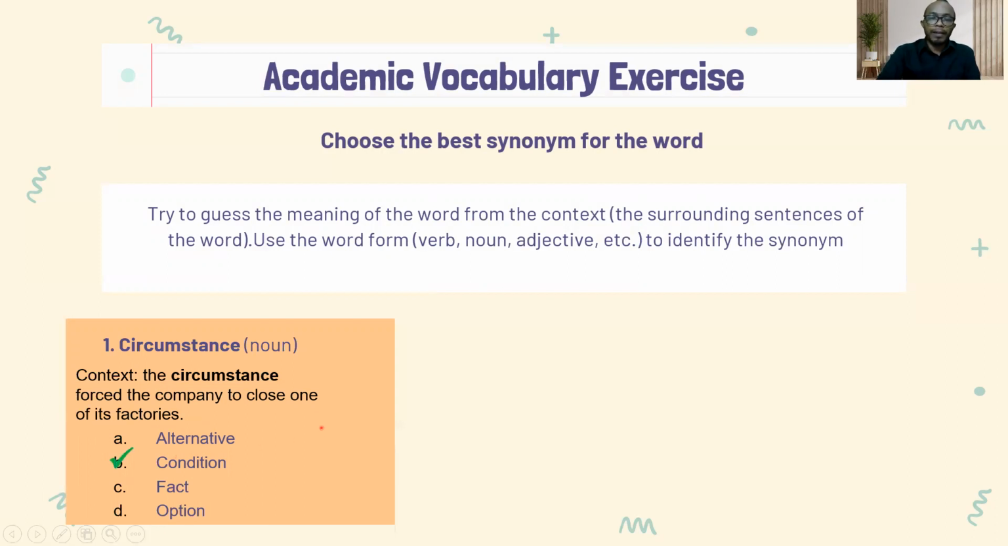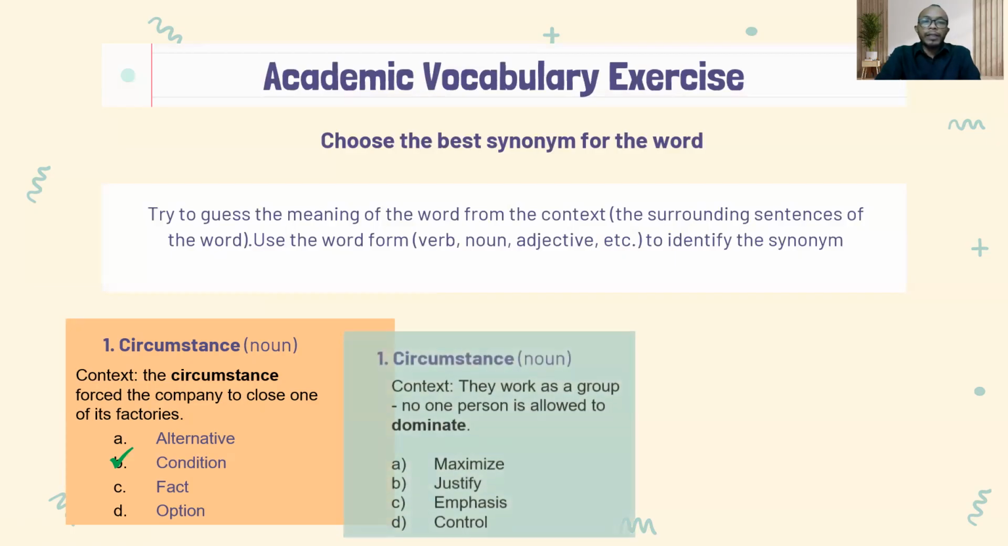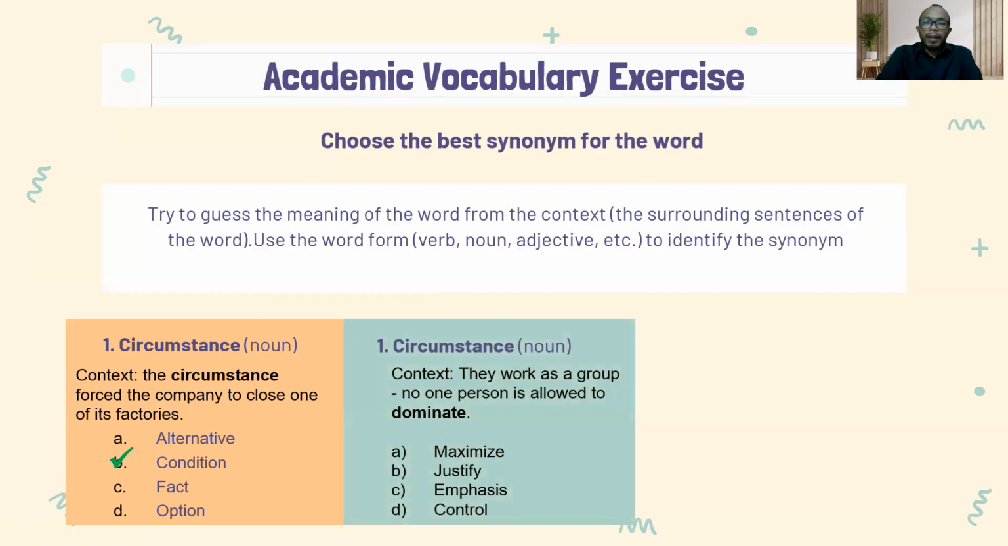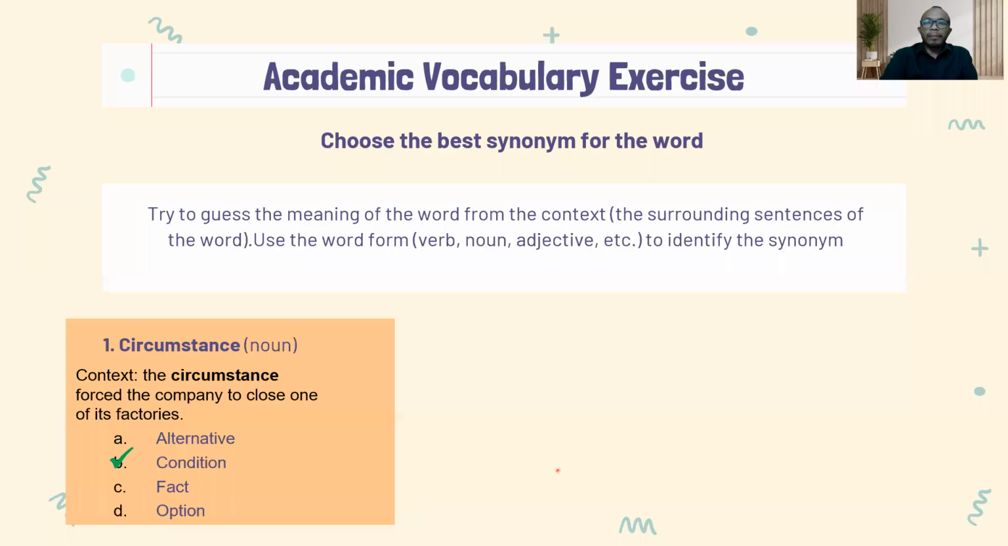All right. So that's how you should try to guess the meaning of a word, especially when you are doing the vocabulary question on the reading section of the TOEFL iBT. Now let's continue with the second. Okay, let's take a look at the second one.